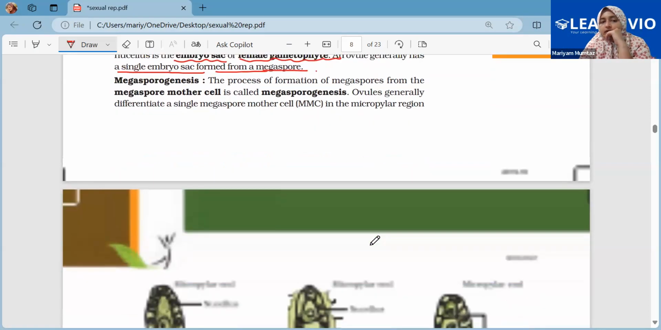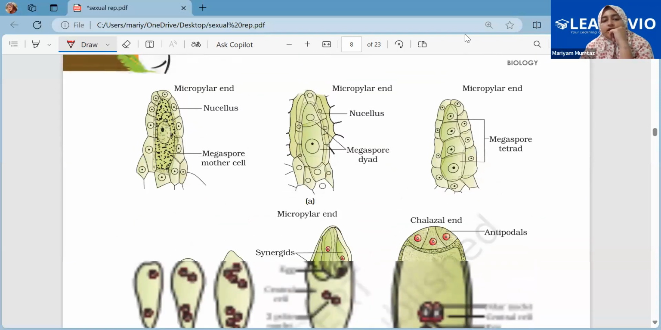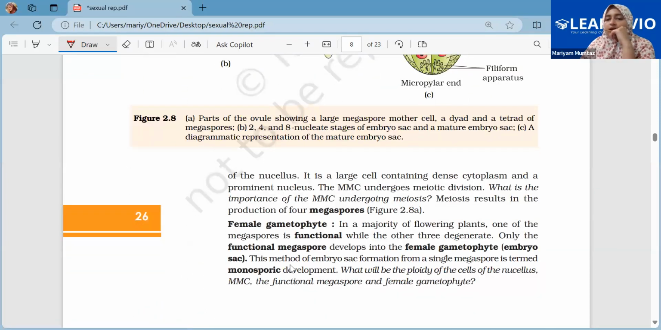Right. Now talking about megasporogenesis. Megasporogenesis is the formation of megaspore from megaspore mother cell by meiosis, obviously. Just like how microspores were formed from microspore mother cell, that is microsporogenesis, here is megasporogenesis. Now, ovules generally differentiate a single megaspore mother cell in the micropyle region. So, megaspore mother cell is present in the nucellus of the ovule. It is a large cell containing dense cytoplasm and a prominent nucleus.